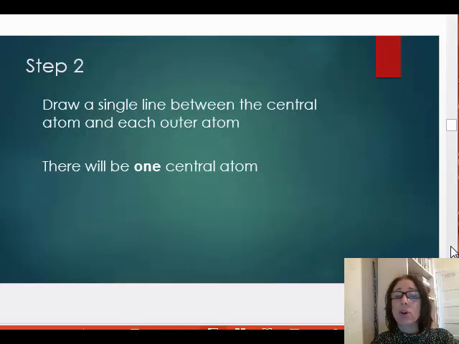Step 2 is to draw a single line between the central atom and each outer atom. You can tell from the formula which atom is the central atom. It is the only element that appears as a single or one atom. If it isn't clear which element is the central atom, I will tell you.